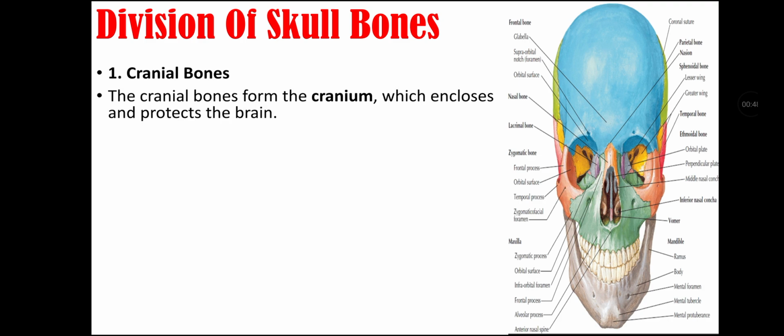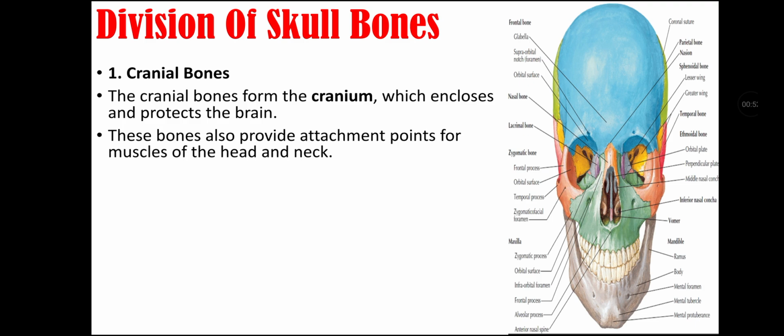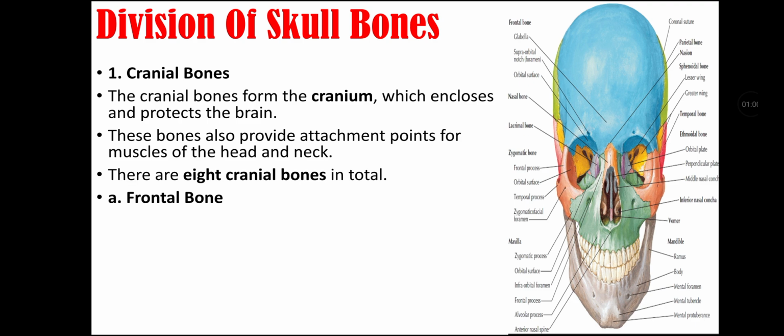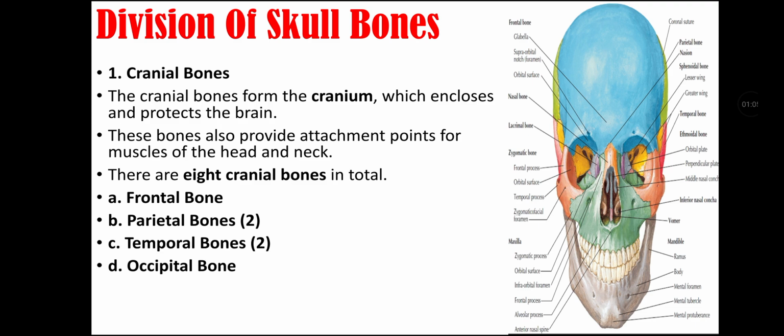Cranial bones. Cranial bones form the cranium which enclose and protect the brain. These bones also provide attachment points for vessels of head and neck. There are 8 cranial bones in total that include one frontal bone, 2 parietal bones, 2 temporal bones, 1 occipital bone, 1 sphenoid bone, and 1 ethmoid bone. Now let's talk about these bones in a bit detail.